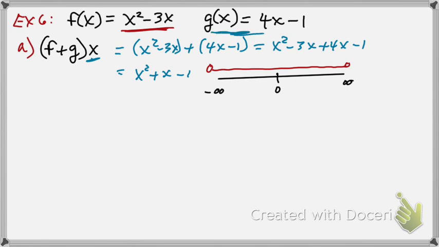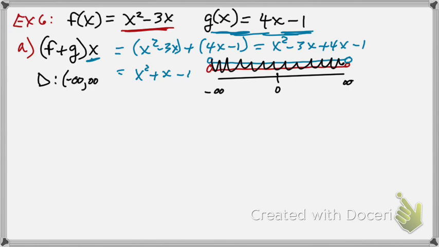For this one, anything x cannot be? No. It's going to be the same thing. Where do they overlap? Everywhere. Here's all my overlaps. So the domain of this thing would be negative infinity to positive infinity. There is no value that the result cannot be. Said another way, that result is valid for any x, all real numbers.